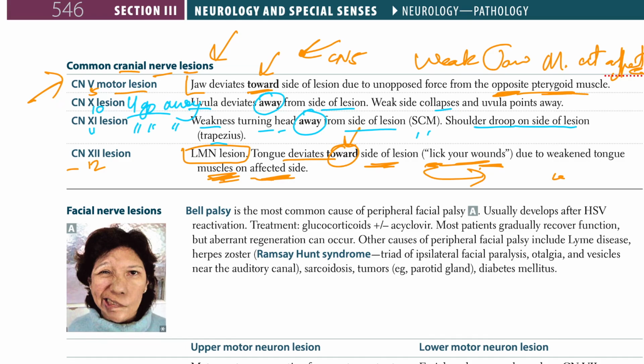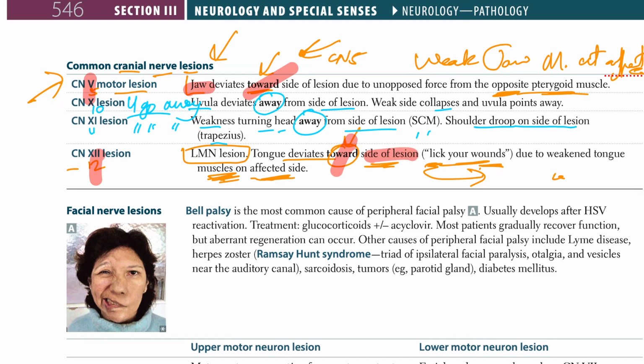Okay, we have to know the nerves, right? So 5 and 12: the jaw is going to deviate towards the lesion. 12 is about the tongue. So if you're moving the tongue towards the lesion, of course, your jaw is going to move there as well, right? So you just think about the jaw and tongue being the same thing, towards the site of the lesion.